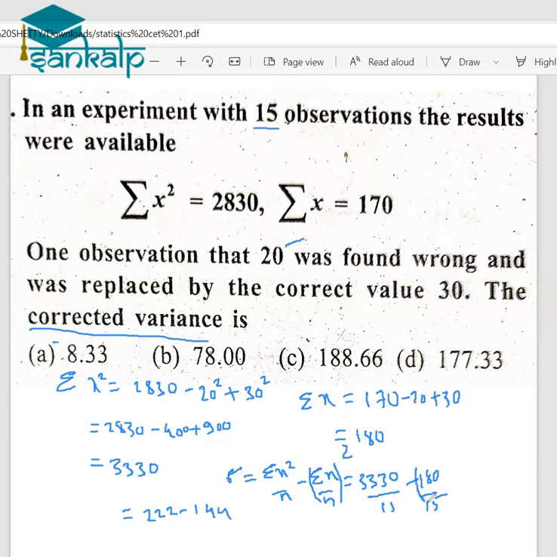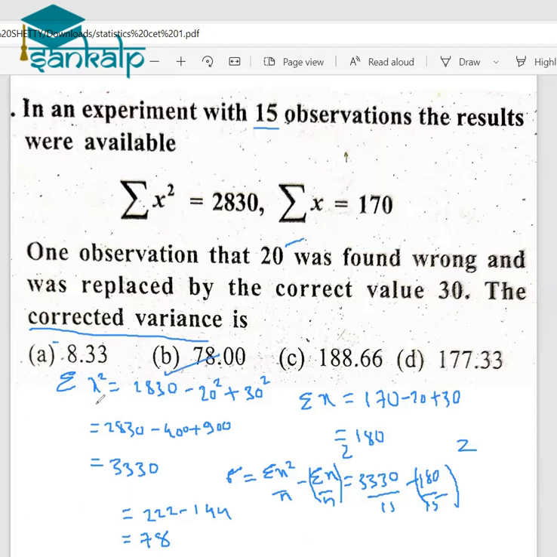So square of 180 upon 15, whole square. 180 upon 15 will be 12. 12 square will be equal to 144. And on simplifying we get the answer 78. So option B will be the right option, 78.